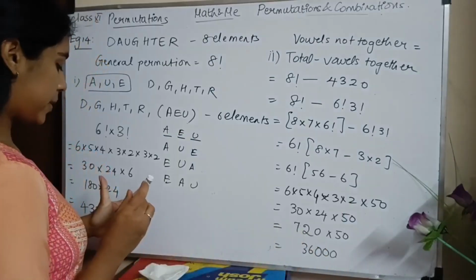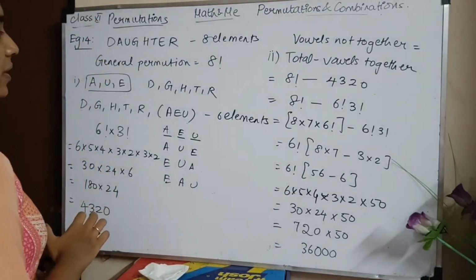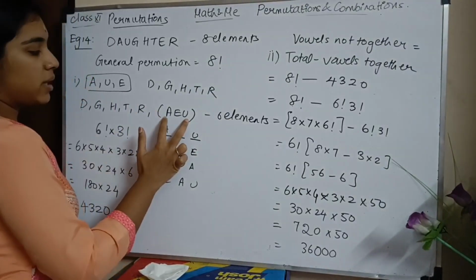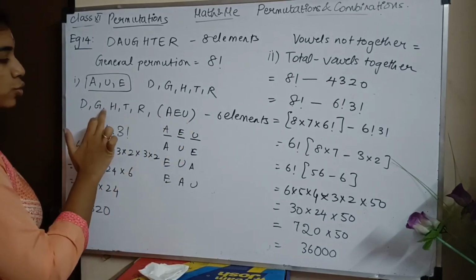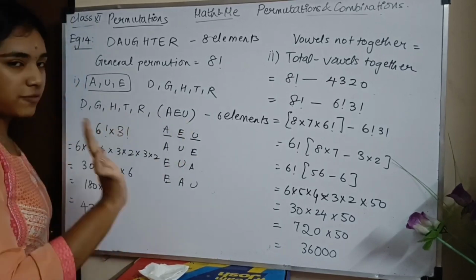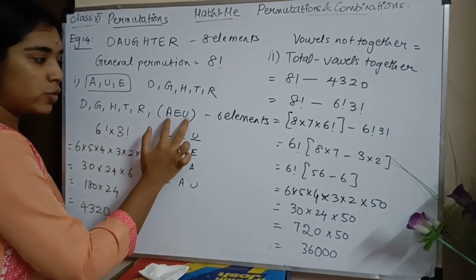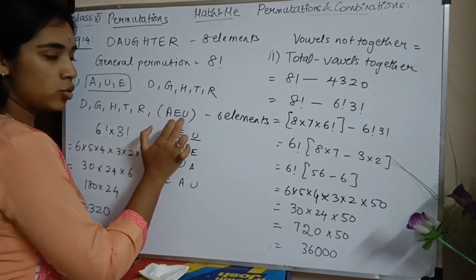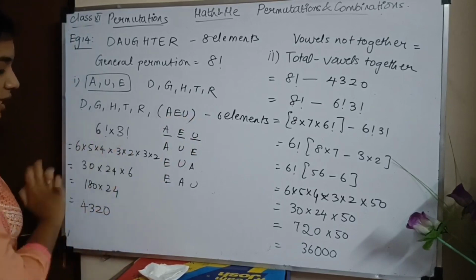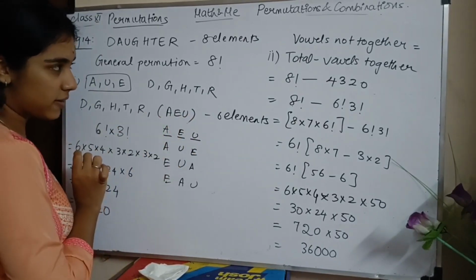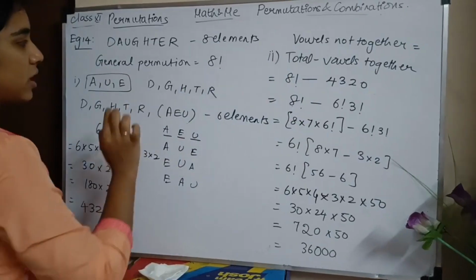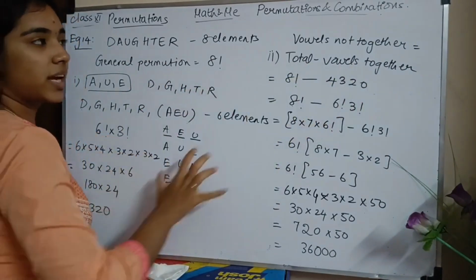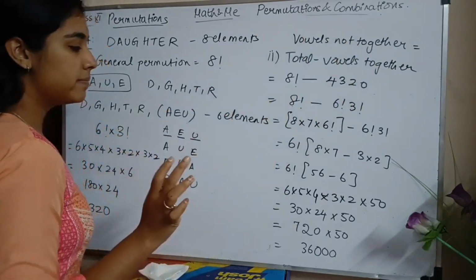So I have so many different ways of representing. Okay. So when I want my vowels together, I take them as one element. Okay. So if this is one element, how many elements in total do I have? 1, 2, 3, 4, 5, 6 elements. So 6 factorial ways. Now A, E, U itself can be permuted in 3 factorial ways because I have 3 elements, 1, 2, 3 inside this. So 6 factorial times 3 factorial when the vowels are placed together. When vowels are not placed together, what is the total permutation? 8 factorial. Total minus when vowels are placed together is vowels not placed together. Okay.